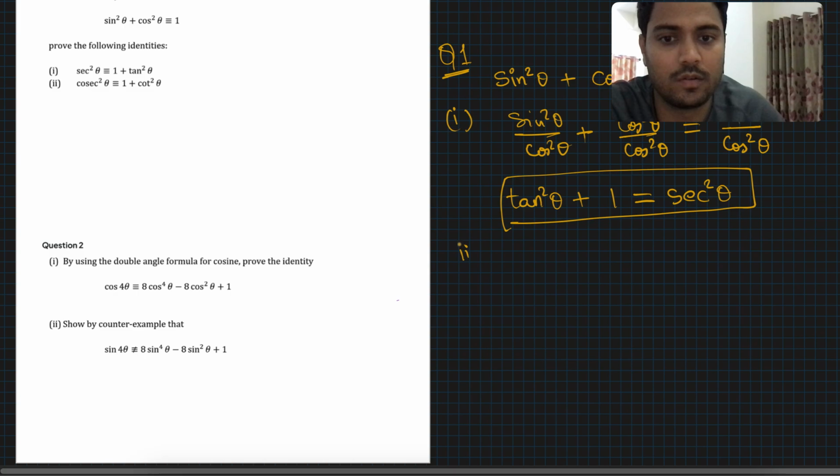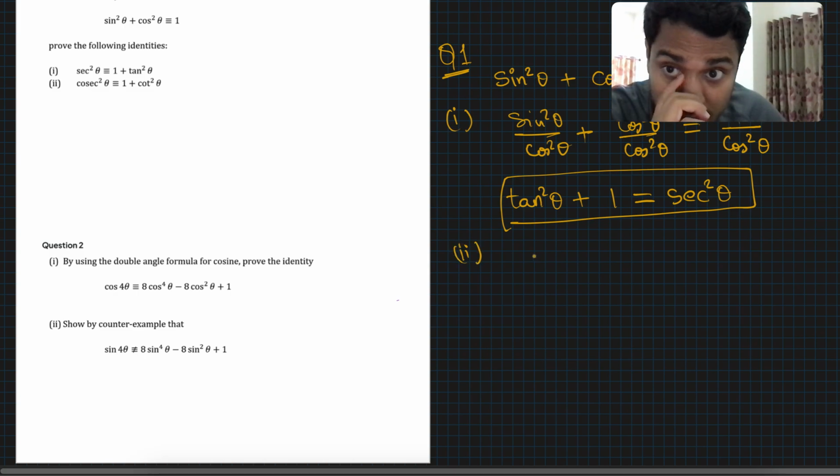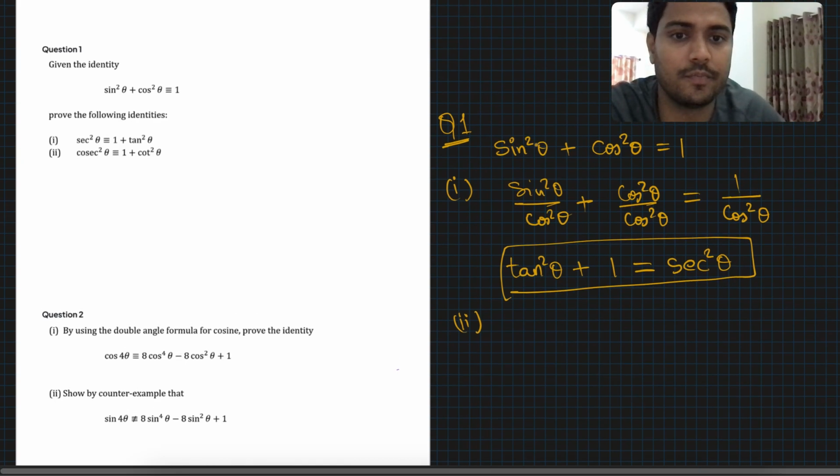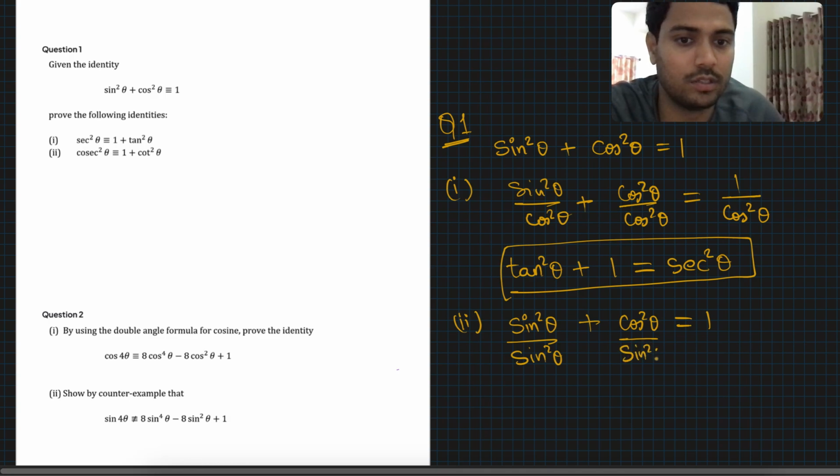Second one, it says prove cosec square theta equals 1 plus cot square theta. How will we get cosec square theta if we have sin square theta plus cos square theta? By dividing sin square theta in both LHS and RHS. So simply, sin square theta plus cos square theta is equal to 1. This is given to us. Divide by sin square theta, because cos square theta by sin square theta will give you cot square theta.